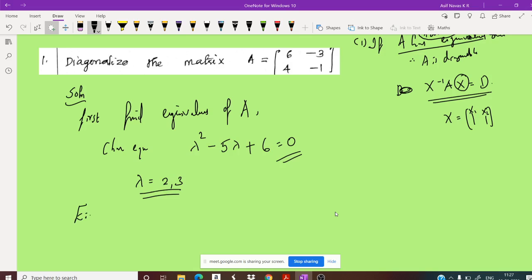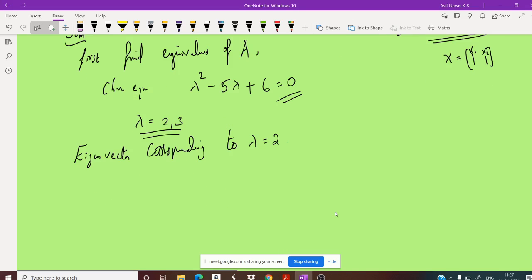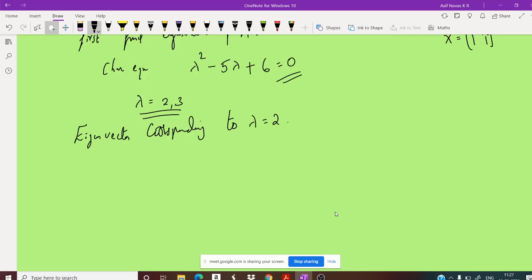Now you find the eigenvector corresponding to lambda equal to 2. First you find the eigenvector corresponding to lambda equal to 2. So we want to solve (A minus 2I) times [x1; x2] equal to [0; 0]. Now you find the eigenvector and tell me.